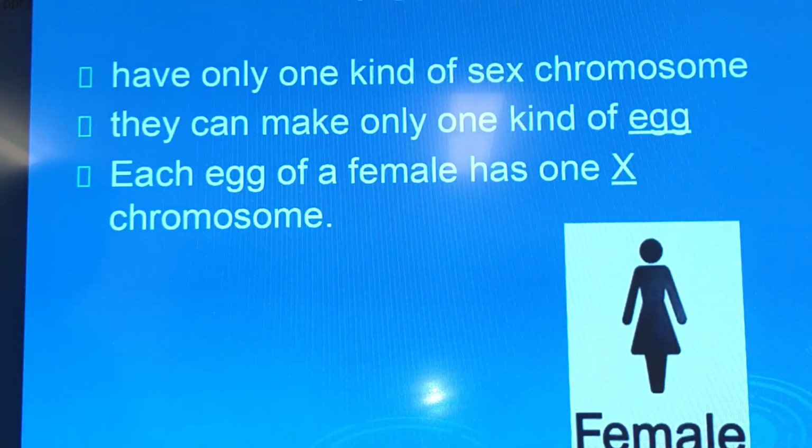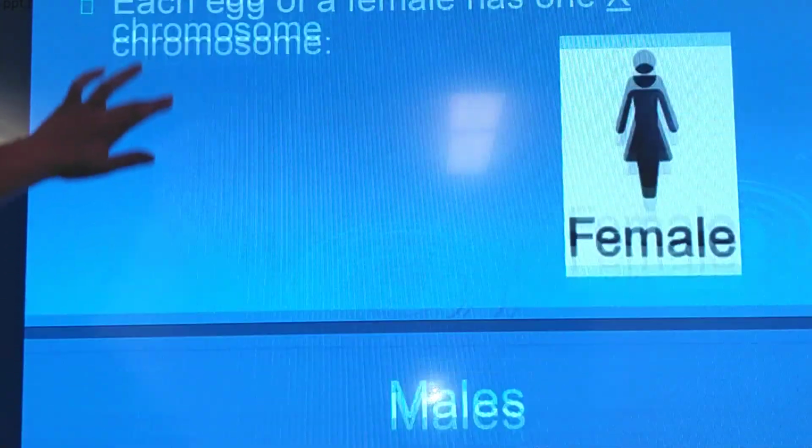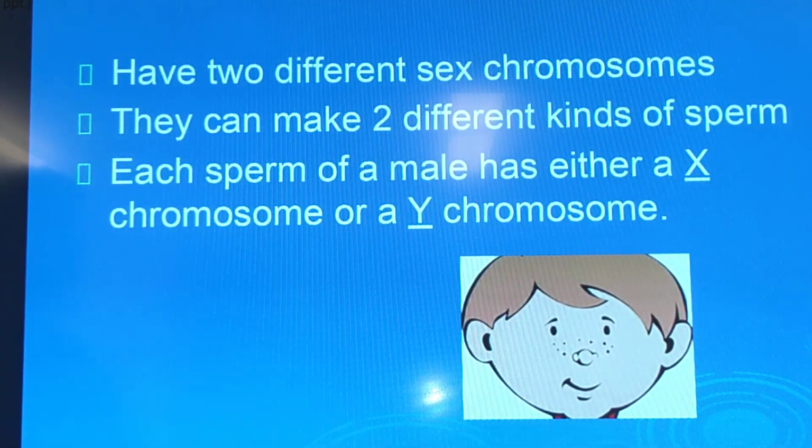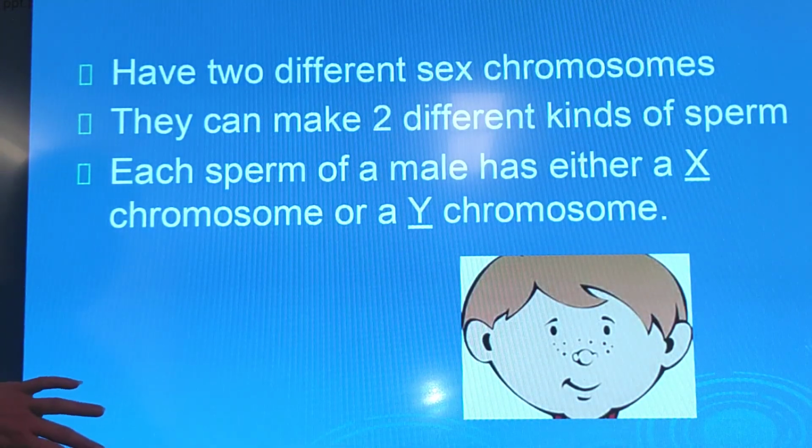Okay, here we go. Females have only one kind of sex chromosome. They can only make one kind of egg. Each egg of the female has one X chromosome. Males have two different chromosomes. They can make two different kinds of sperm. Each sperm of the male will have either an X or a Y: half are going to have X, half are going to have Y.